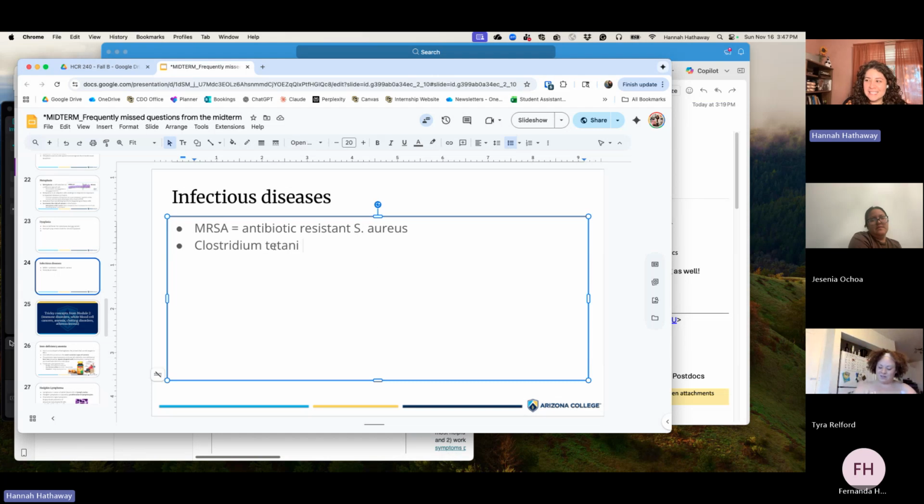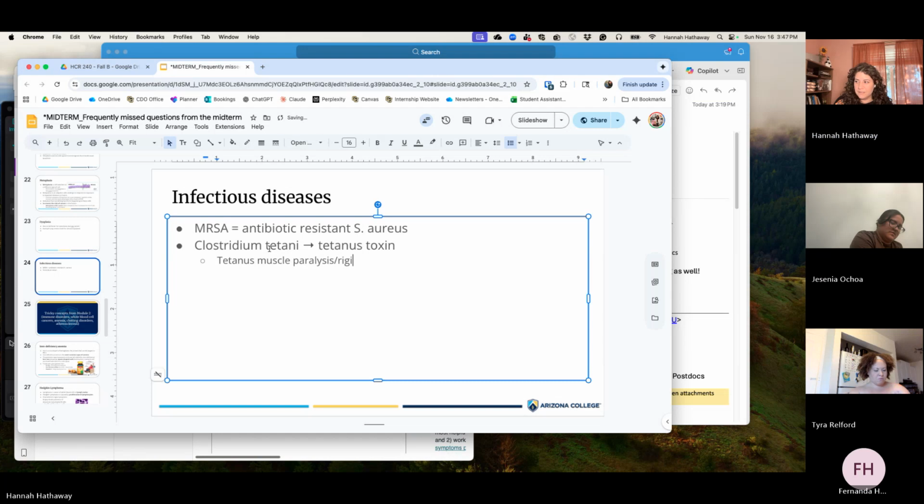So Clostridium tetani is the bacterium that releases tetanus toxin. Tetanus causes muscle paralysis and rigidity. Oftentimes it presents with lockjaw, which is paralysis in the jaw. That is another example of a bacterial, well, in this case the toxin, but still a bacterial infectious disease.